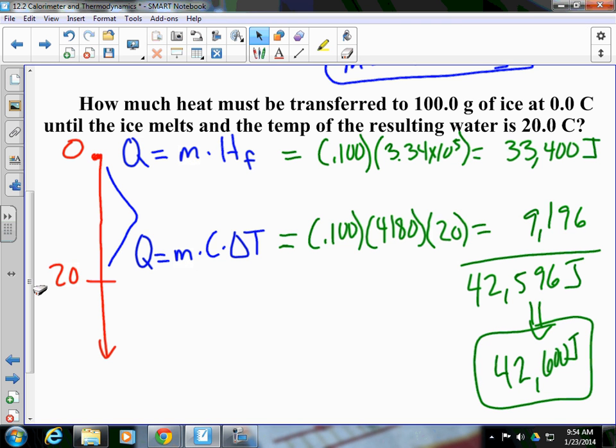So anytime you're doing a phase change, you have to figure out how much heat it requires to do the phase change first, and then on top of it, how much heat is put into that liquid or that solid additionally. So we will do a couple of these examples in class to kind of help you out with it. So that is phase change.